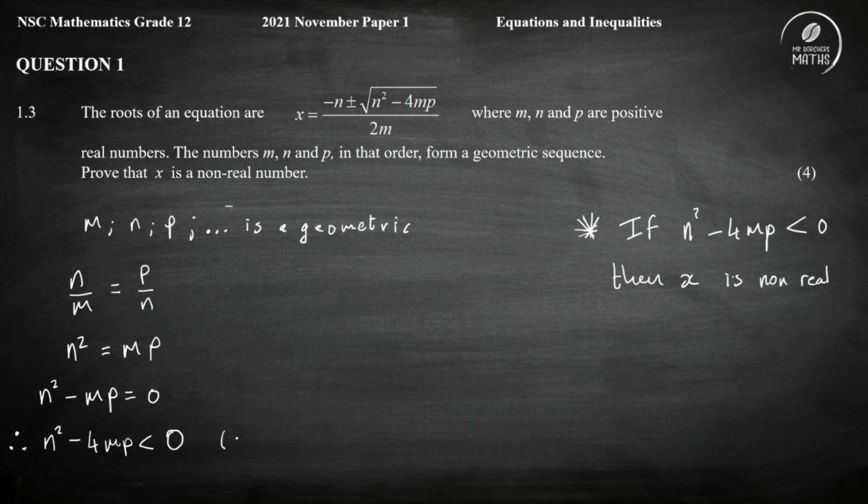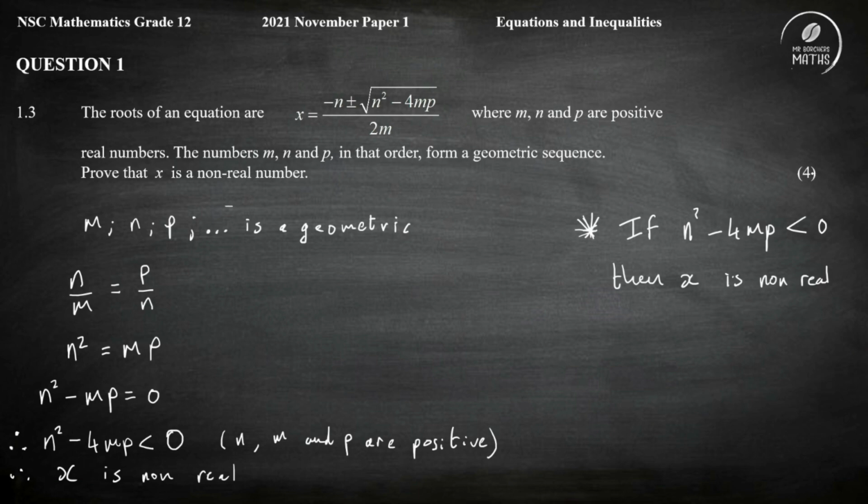Okay, and how do we know this? It is because n, m, and p are positive. Okay, so n squared minus 4mp will be less than 0. And we can finish off squeezing it in the corner here. You obviously on your page use your space a bit more wisely than I have. Therefore, we must finish off with a statement that x is non-real.